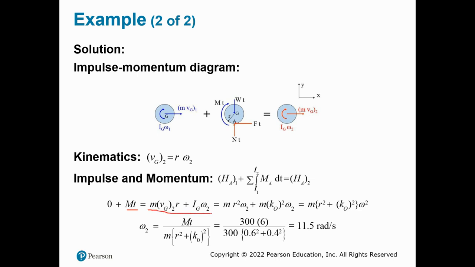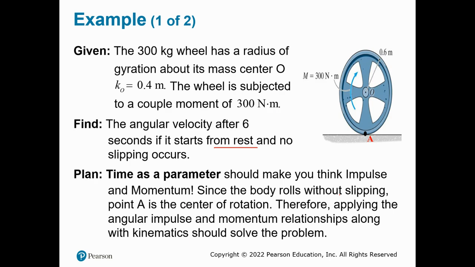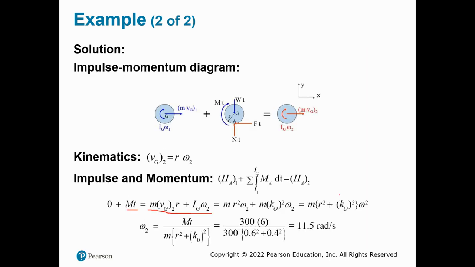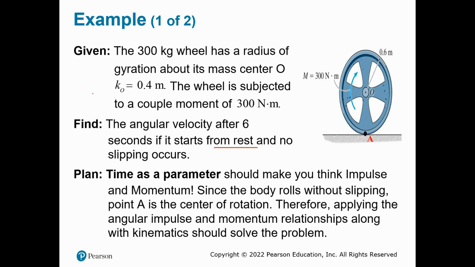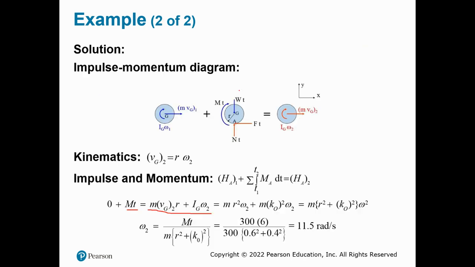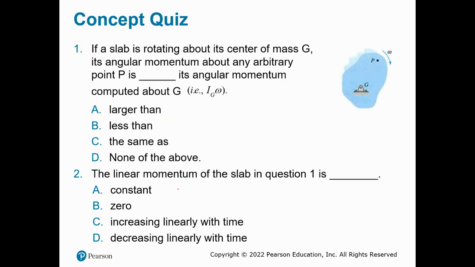The final angular momentum has two parts, right? m v r plus I_G omega. The rest, you just plug in the values. We use the radius of gyration, 0.4, to help us figure out the mass moment of inertia, and then we can calculate the final angular velocity.